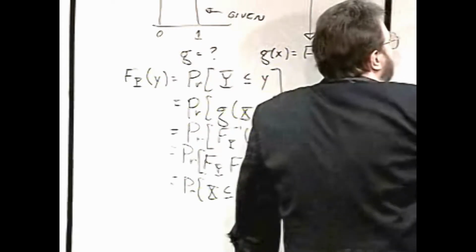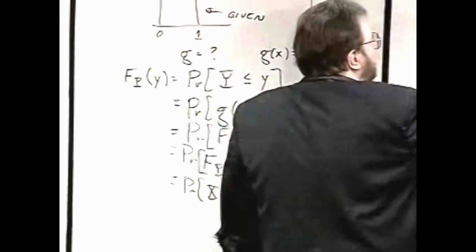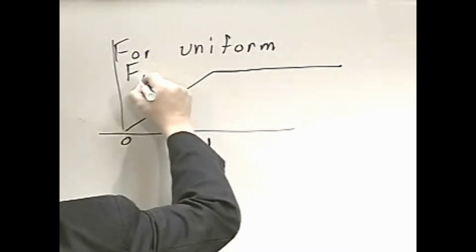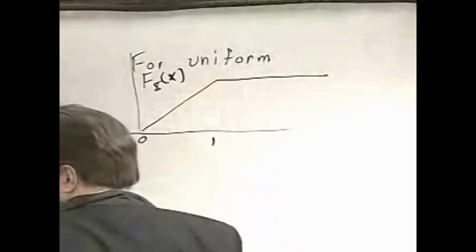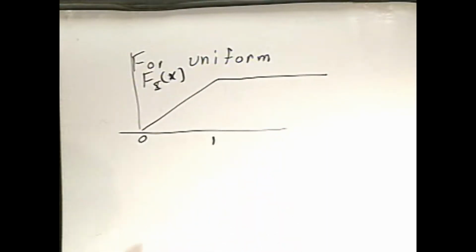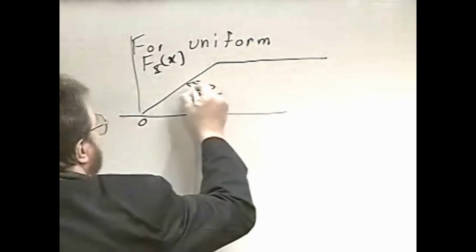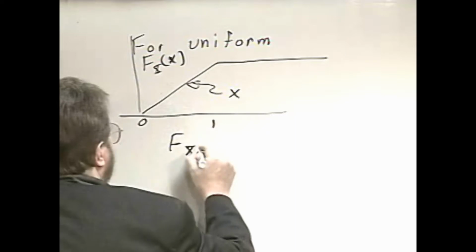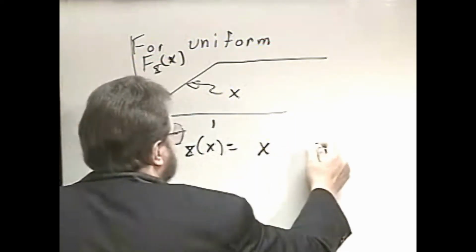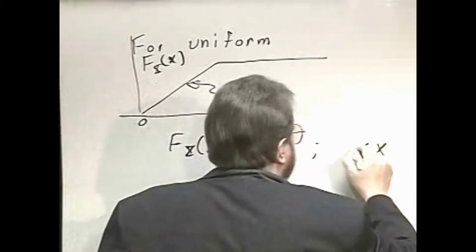For a uniform distribution, that is on the interval from 0 to 1, f sub x of x is equal to something with a linear slope of x on the interval from 0 to 1. That is, if we were to take the uniform random variable and integrate it to get the cumulative distribution function, this is the result that we would get, right? So let's remember that. For the uniform, f sub x of x is equal to x as long as x is between 0 and 1.